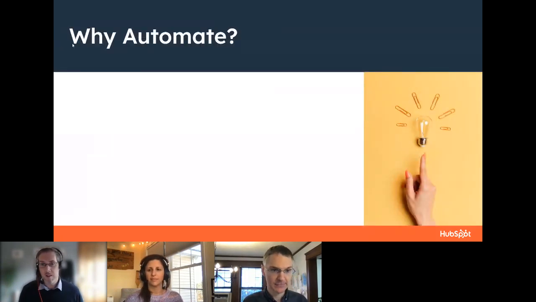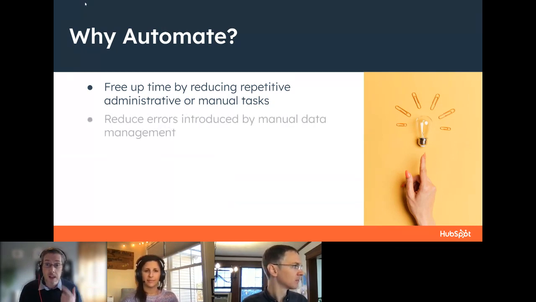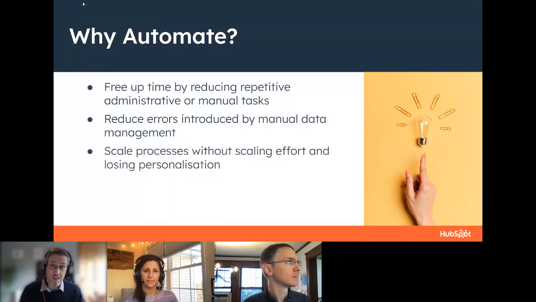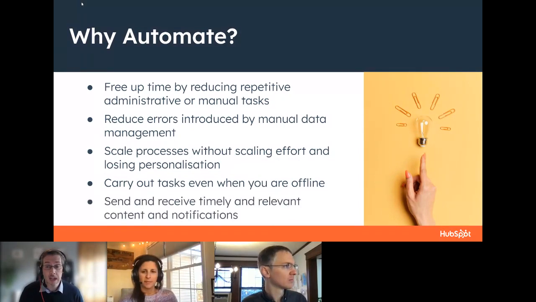So what are some of the benefits of automating a process? Well, first, they can free up time by reducing repetitive administrative or manual tasks. They can reduce errors introduced by manual data management. Can help you scale processes without scaling effort and losing personalization. They'll help you carry out tasks even when you're offline. And they'll allow you to send and receive timely and relevant content and notifications.